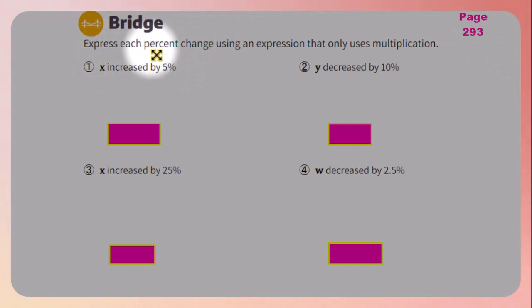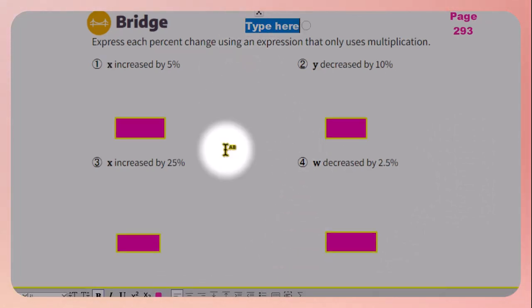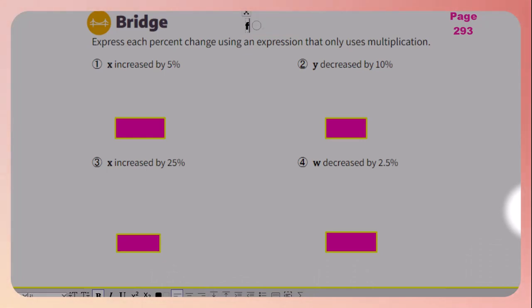Alright, you're asked to express each percent change using an expression that only uses multiplication. Remember, with growth or decay exponential functions, we use a formula that shows multiplication. Let me write that down, and you write this down in your workbook as well.